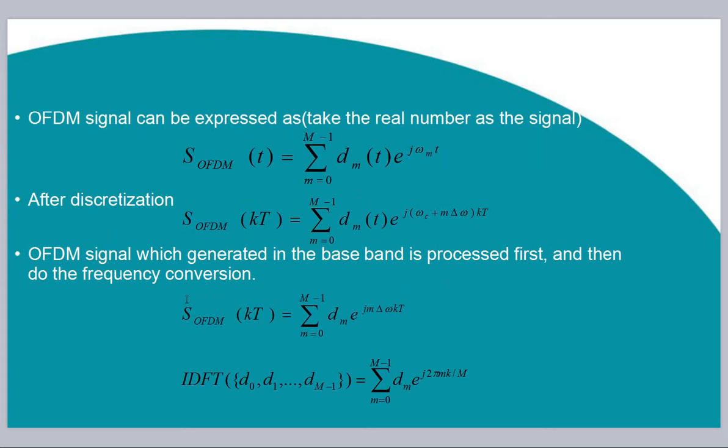The OFDM signal can be expressed as below. And after discretization, this is the formula. Also, OFDM is generated in the baseband first, and then we do the frequency conversion, and we can get the formula below.